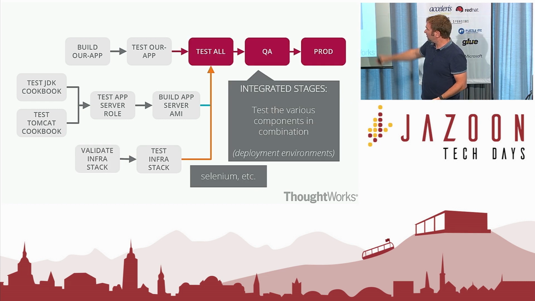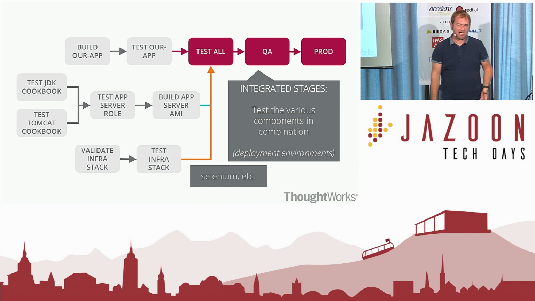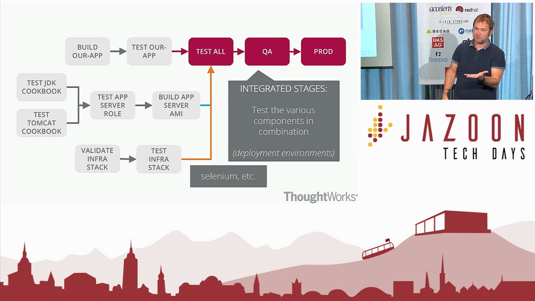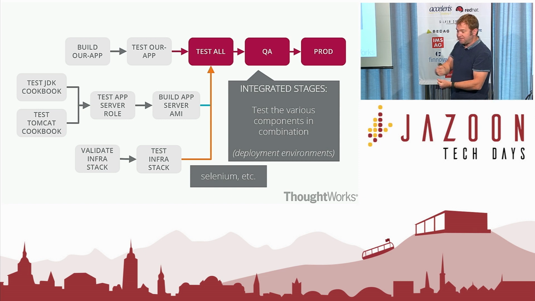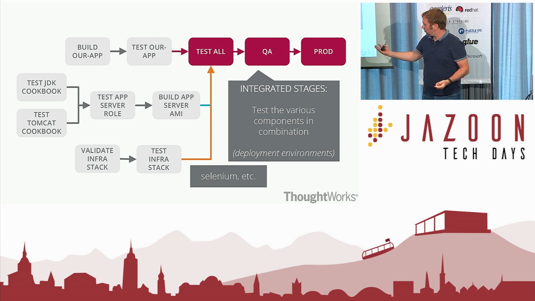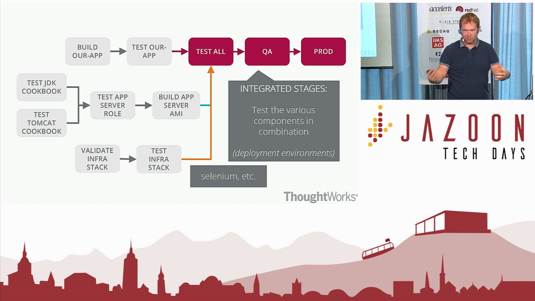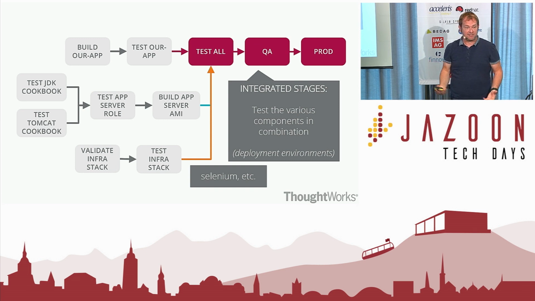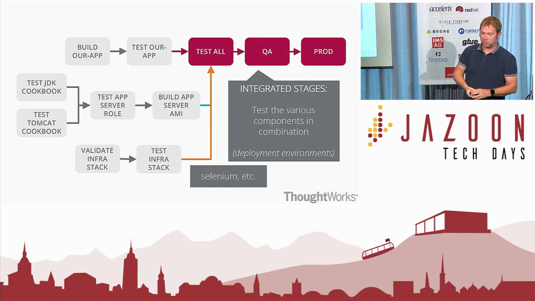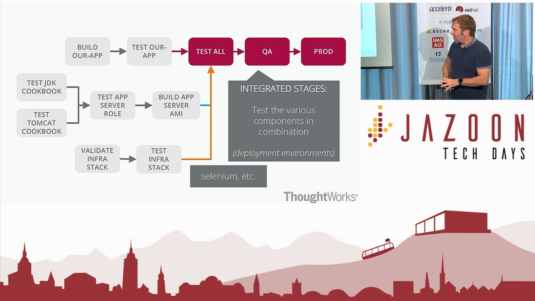So this test-all stage here is where we put all the pieces together and say, we're going to spin up our infrastructure with those AMIs and deploy our WAR files onto it, and then test the whole thing runs. And this is where we might do journey testing, might have Selenium or Cucumber or something that interacts with the application and says, does it all hang together? Is it talking to the database? Do all the things work? And that tends to be quite long.